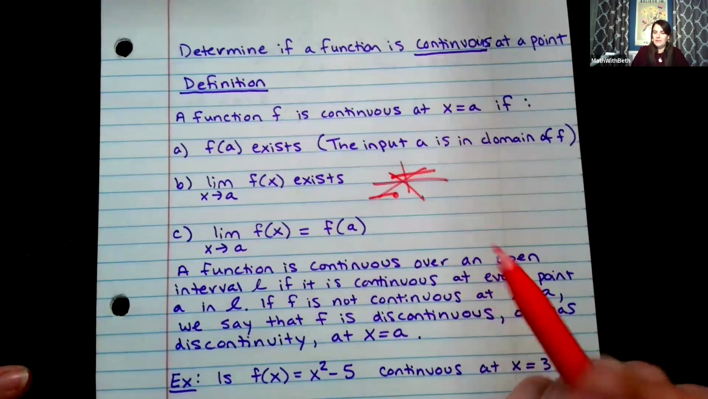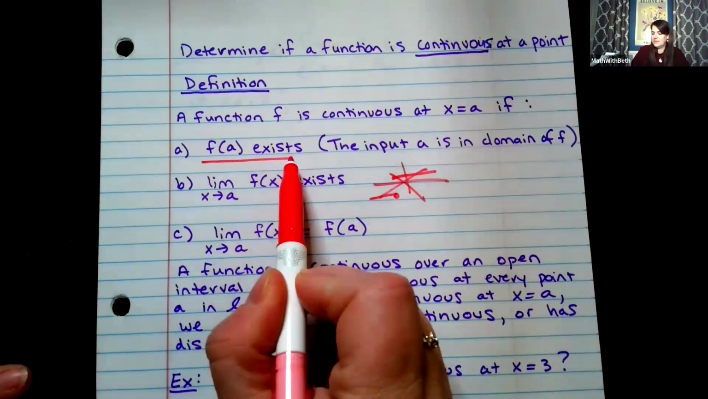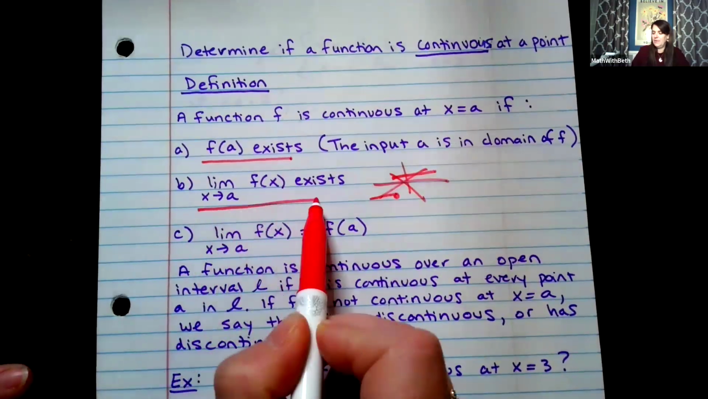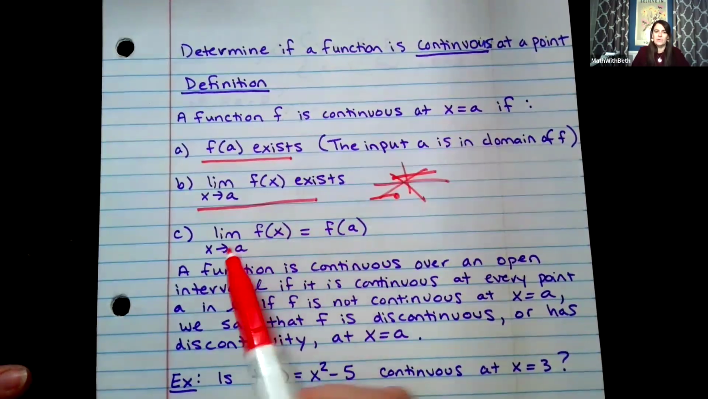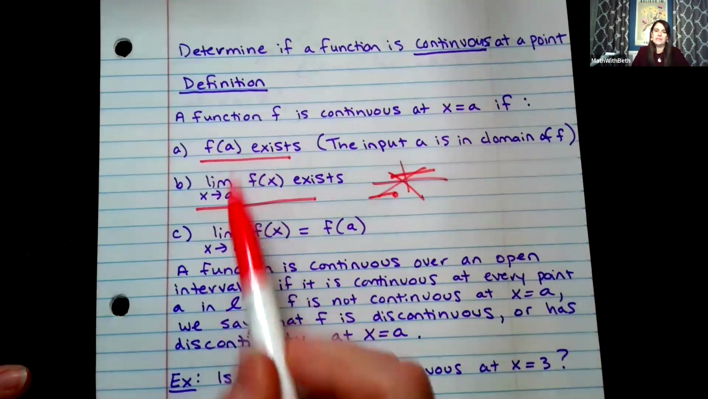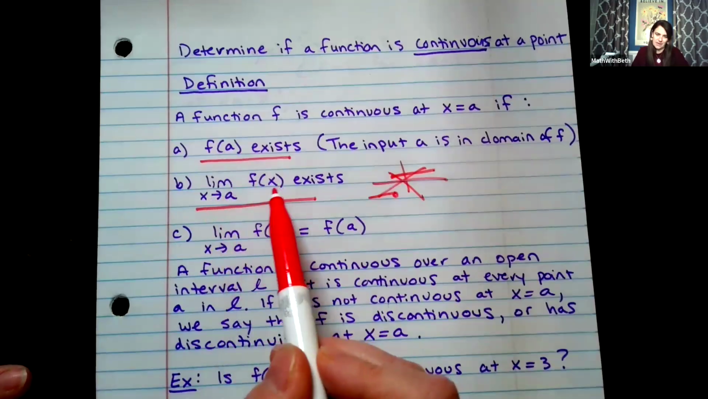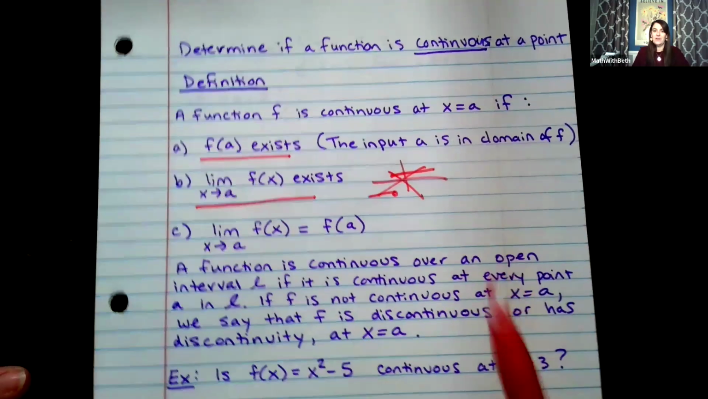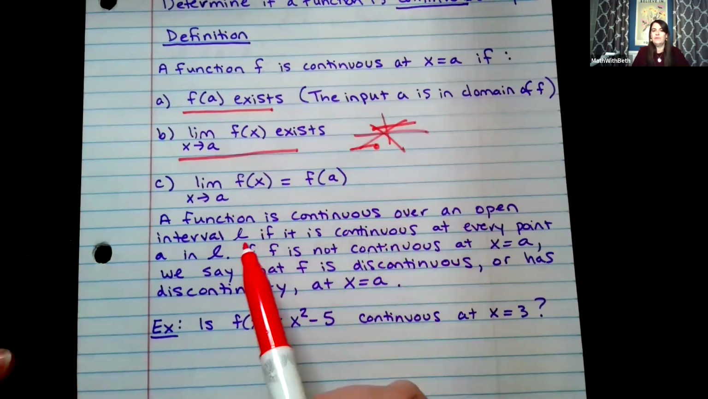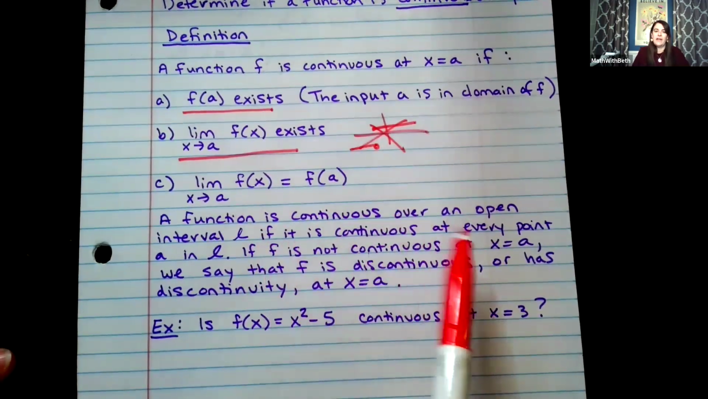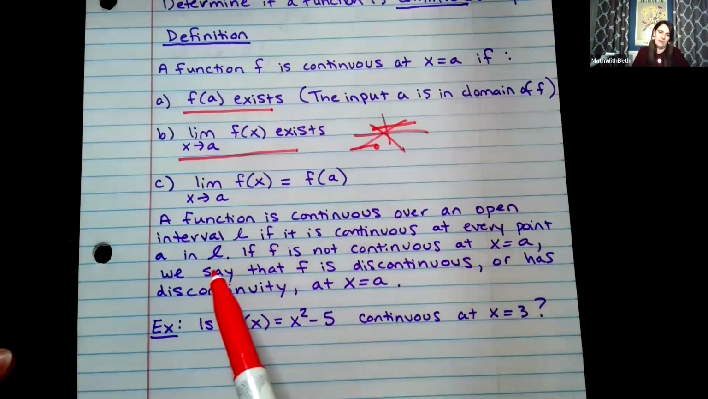And then finally, if you've already proved that f of a exists and the limit exists, both at this certain number a, then the last thing you have to show is that they equal each other. Whatever answer you got for f of a is the same answer you got for the limit as x approaches a. If that happens, then you can say a function is continuous over an open interval L if it is continuous at every point a in L.